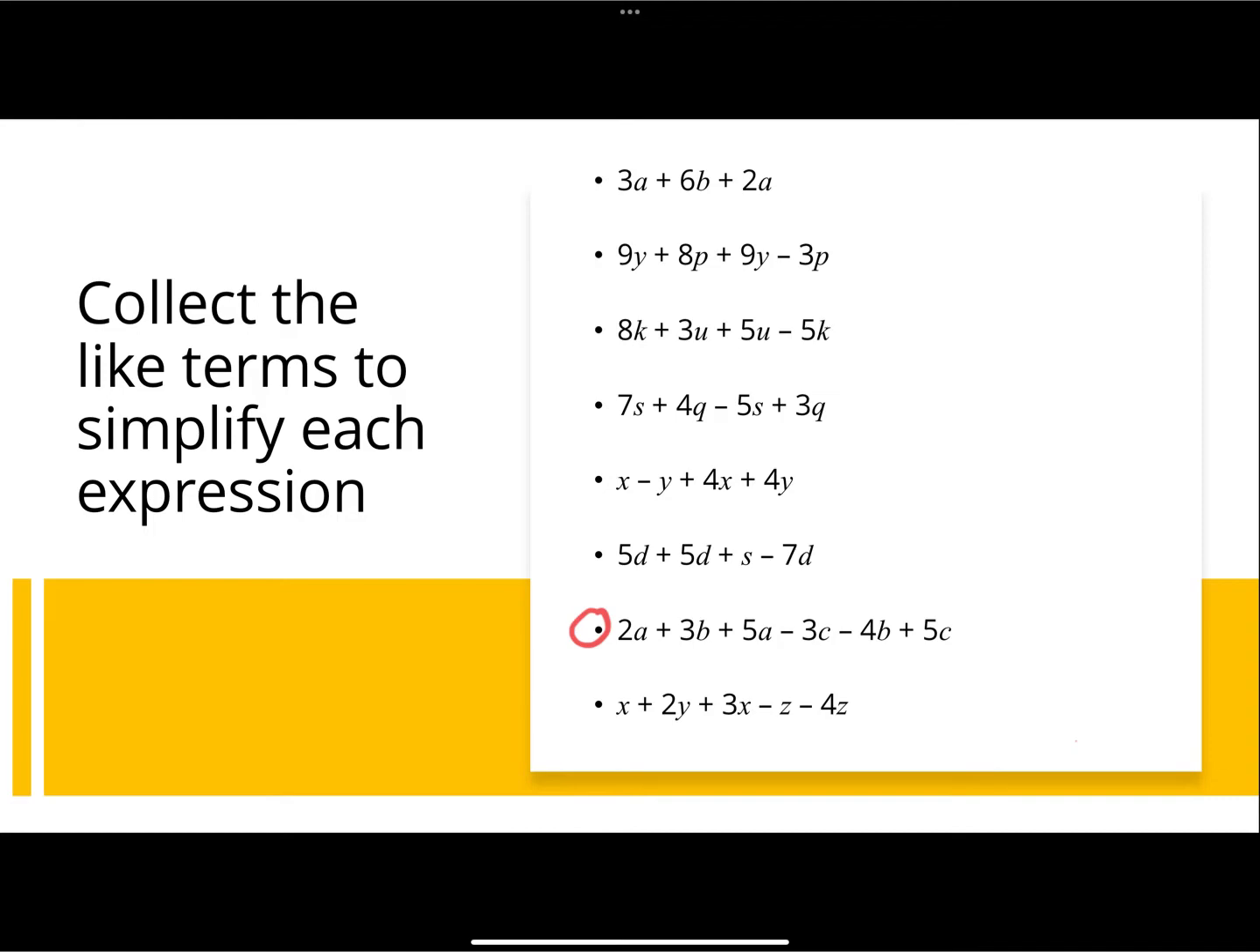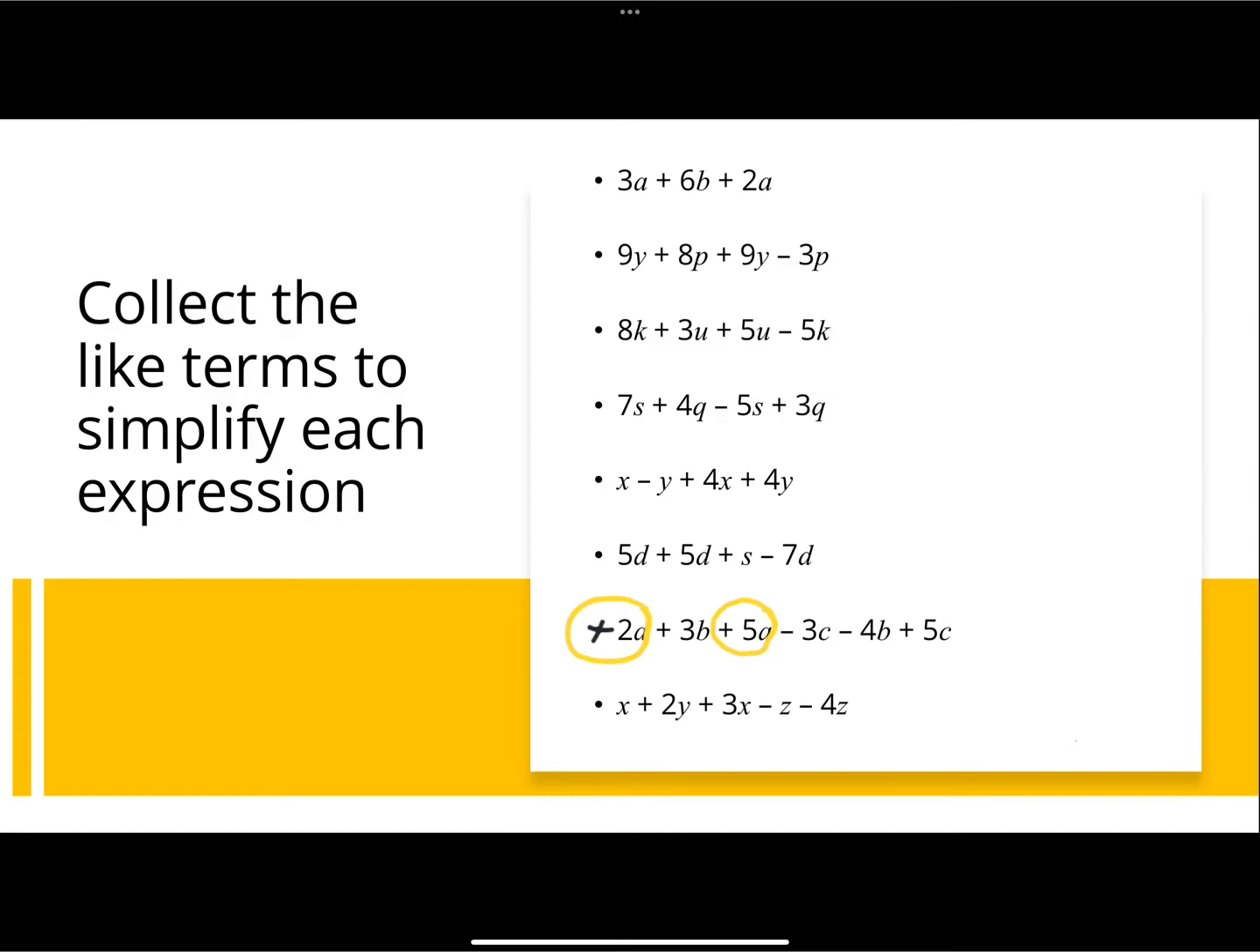Here's one for us, this one here. So I can see I have A's and B's and C's this time. We can do this. We just need to be methodical. So I'm going to get rid of that one there. I'm going to start by putting my secret plus in front of my 2A. And then I'm going to circle all of my parts that have A's in them. And remember that I'm taking the sign with me.